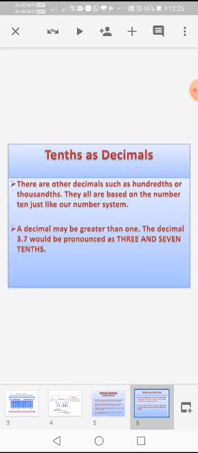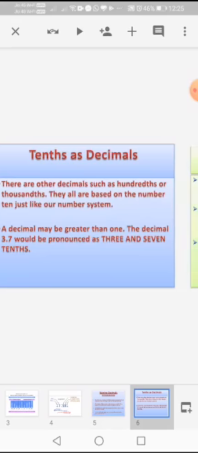Tenths as a decimal. There are other decimals such as hundredths or thousandths. They all are based on the number 10, just like our number system. A decimal may be greater than 1. The decimal 3.7 would be pronounced as 3 and 7 tenths.